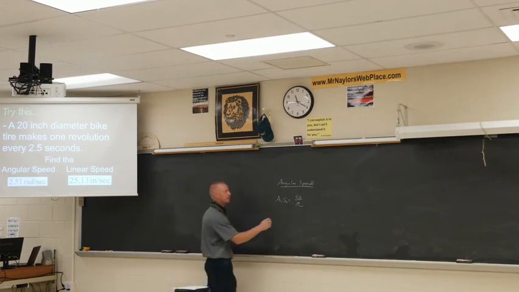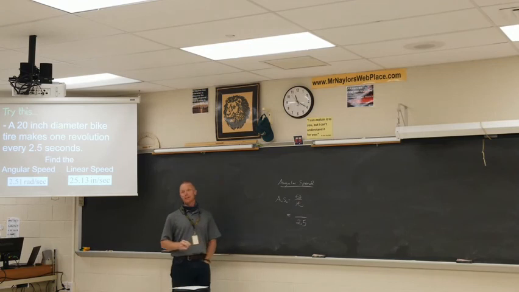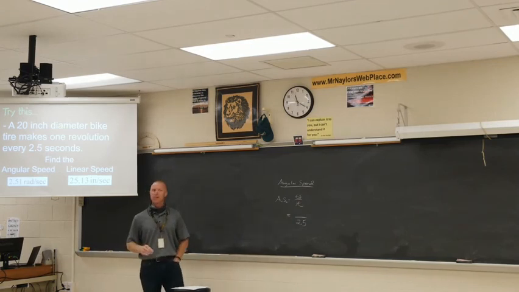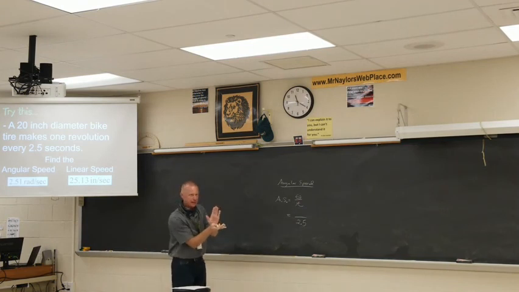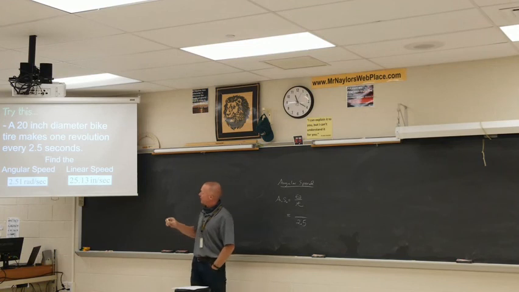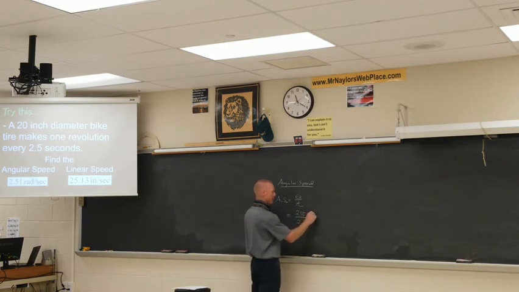Now, most students will say, okay, it looks like we know 2.5 seconds, so that's the time I should use, right? Okay, the question is how much theta, how much angle is made in 2.5 seconds? And since it says here that it makes one full revolution, we use 2 pi again. So there's 2 pi radians in 2.5 seconds.